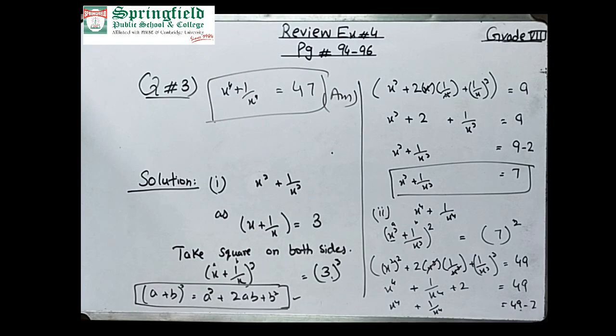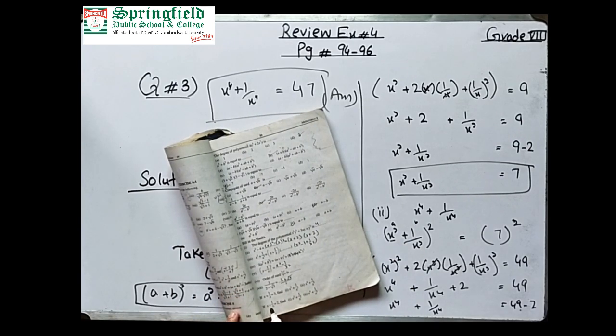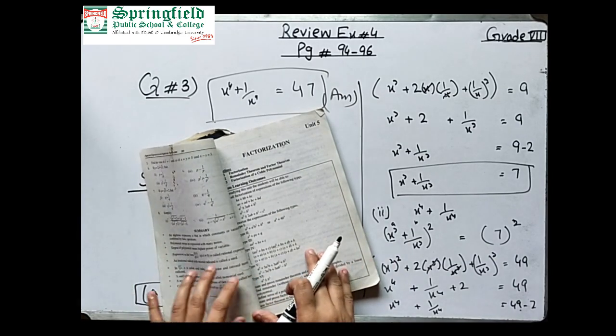Understood, beta? Now practice this question in your notebook. Now come to question number 4. Question 4 is: x minus 1 by x is equal to 2, then find out x square plus 1 by x square and x4 plus 1 by x4. Now it's your task. Fine? Now come to question number 5.